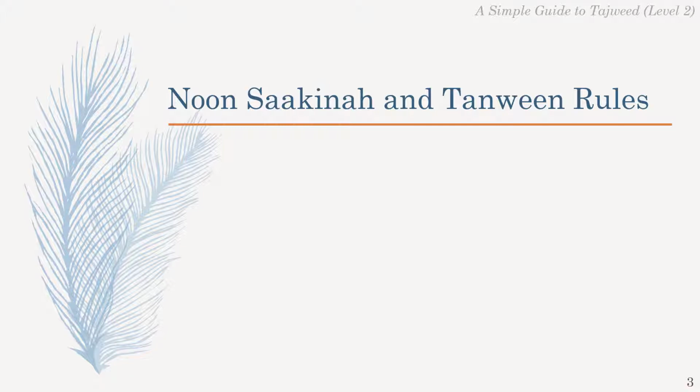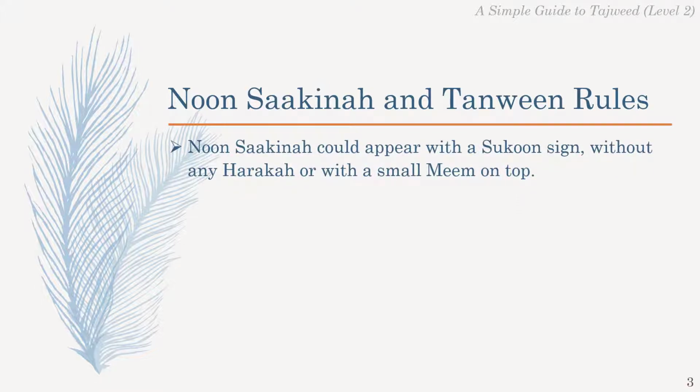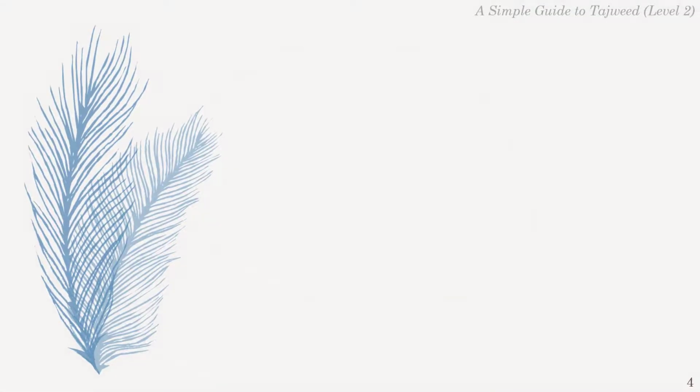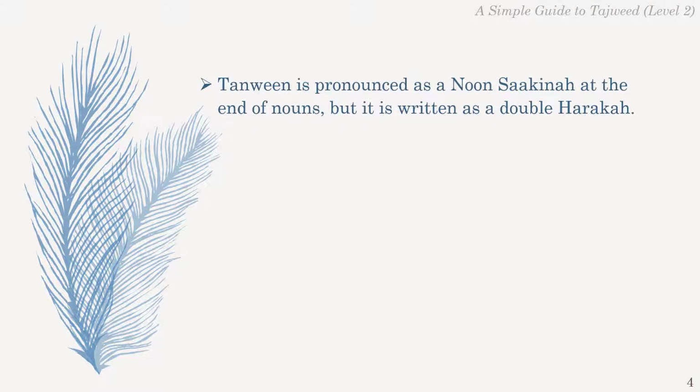First, let's see how Noon Saakinah looks. Noon Saakinah could appear with a sukoon sign, without any haraka, or with a small meem on top. We can find Noon Saakinah in nouns, verbs, and prepositions. Whenever we mention Noon Saakinah, we talk about Tanween too.